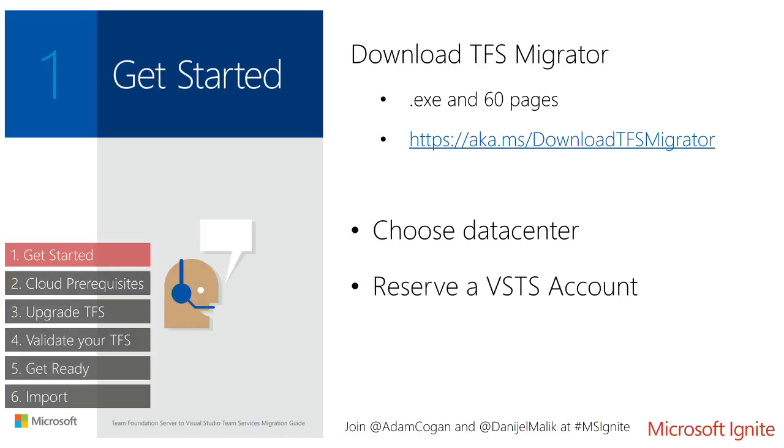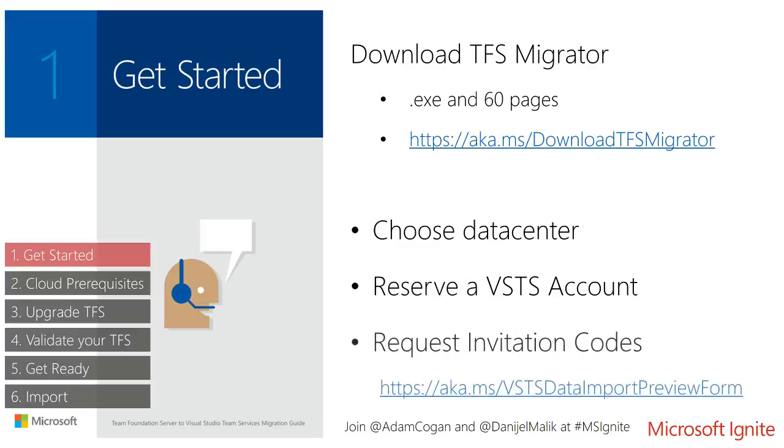We choose the data center, probably Australia. We reserve our VSTS account, so I had to get ssw2.visualstudio.com. I couldn't throw it into my existing collection or the existing team project, the existing account. This is just a very temporary step: you had to go in and request an invitation code, but very shortly that step won't exist. We had to say who we were, and they said, oh, cool. All right.